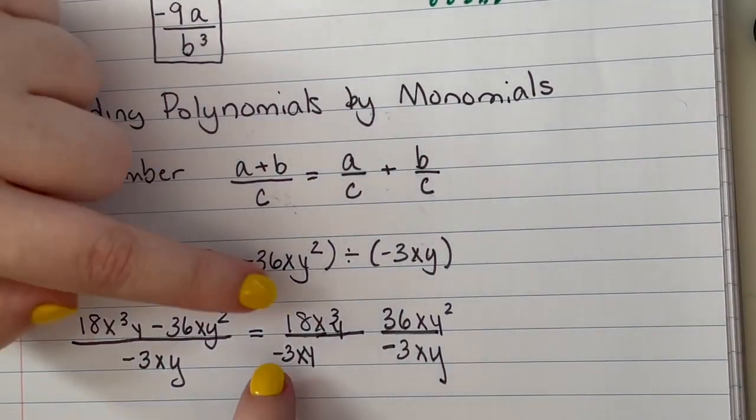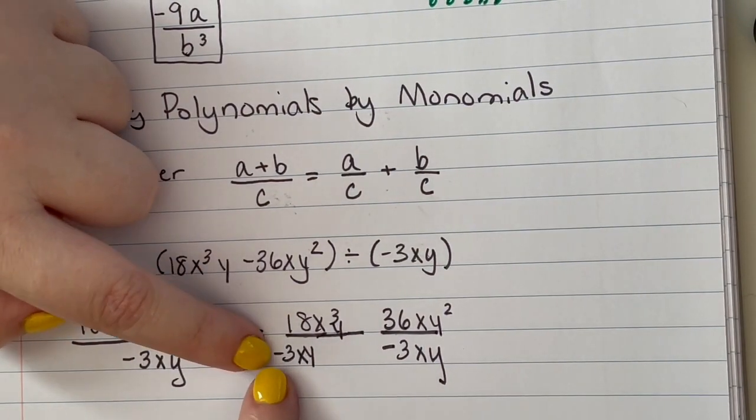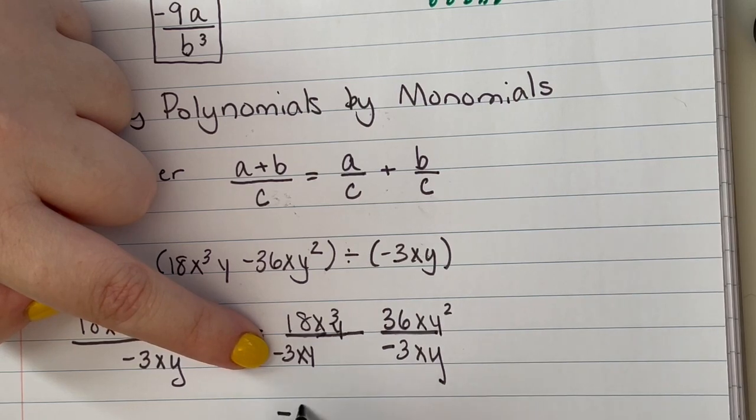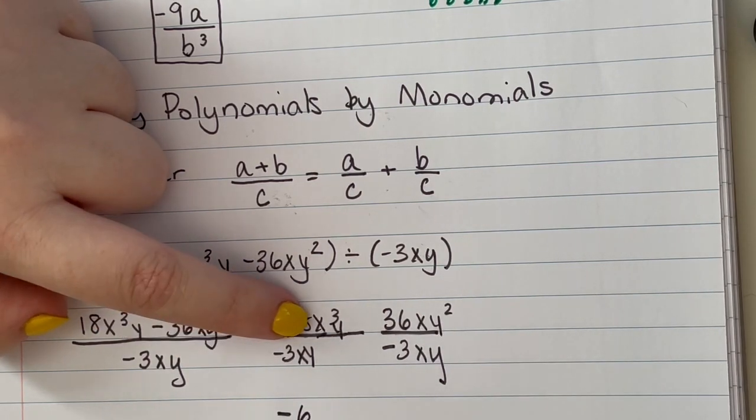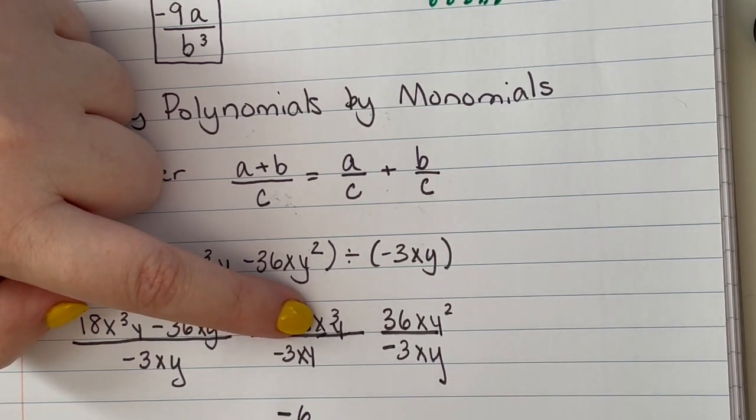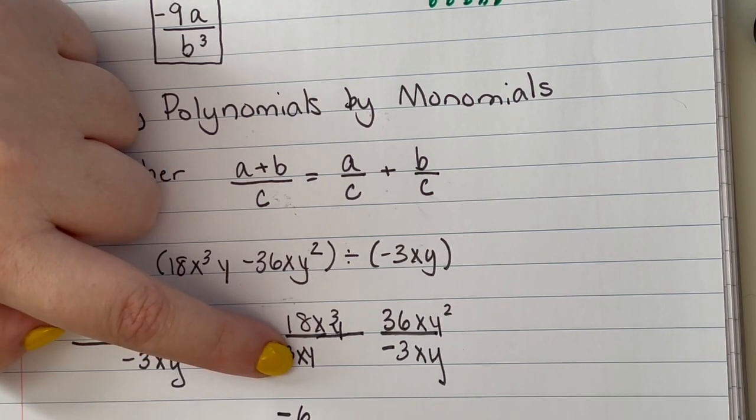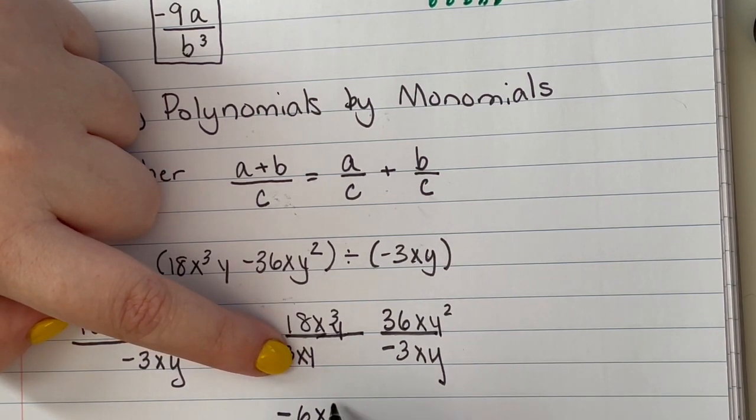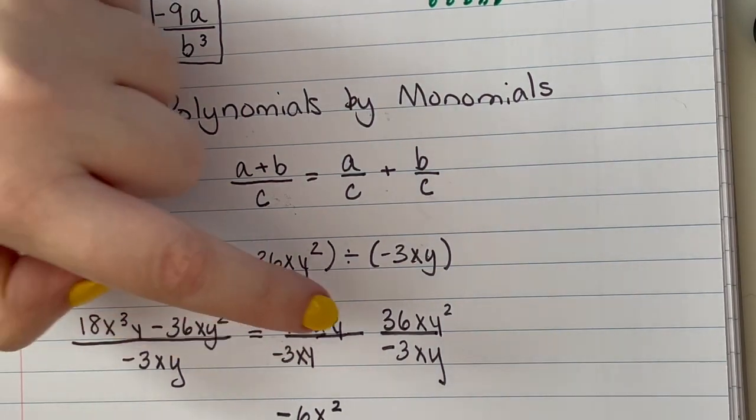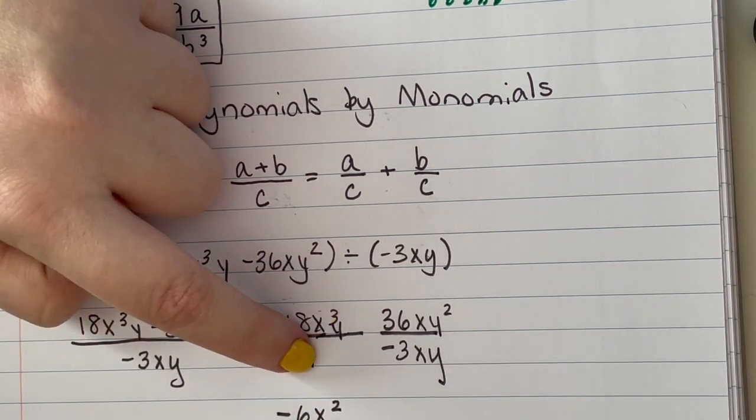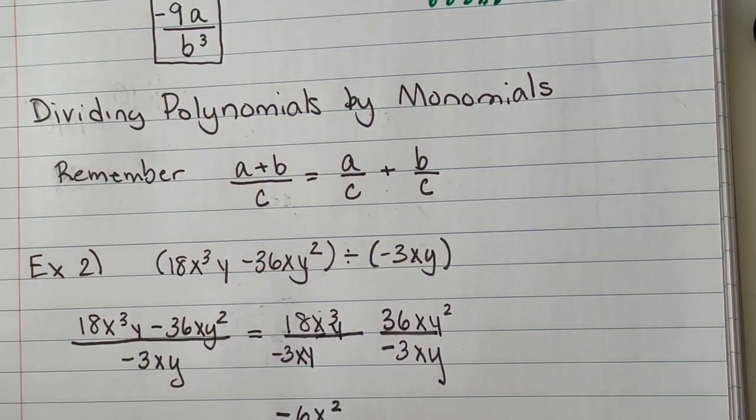So we'll focus on the coefficients. 18 divided by negative 3 is negative 6. Then the first variable, x cubed in the numerator, simplifies with x in the denominator as x squared. And then the y's. Y with y will eliminate completely and not be a part of the problem anymore.